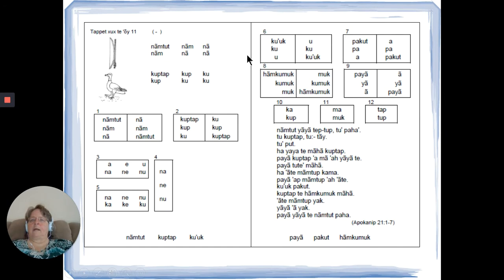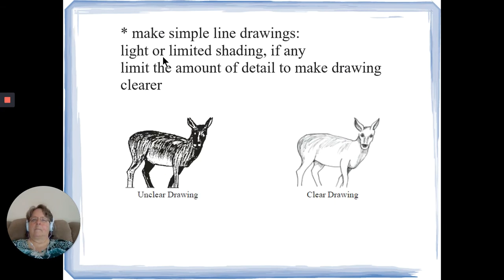So here's a sample of lesson 11 in Mashakli. You can see we went from that larger size drawing, and it's resized once it's scanned into the computer to fit into the primer lesson. So for that reason, we want to make sure that we make simple line drawings, with light or limited shading, because if it's too dark, like here, you take that larger drawing and you scale it down small, then you just get a black blob.